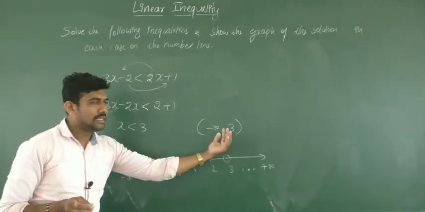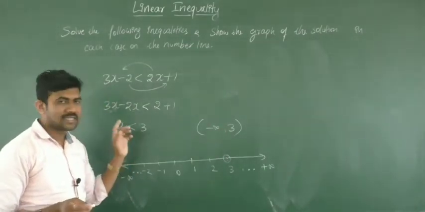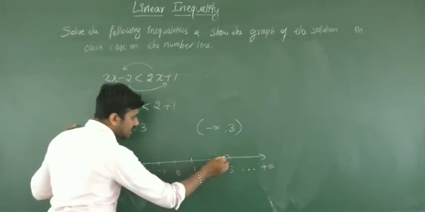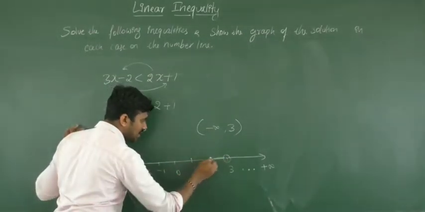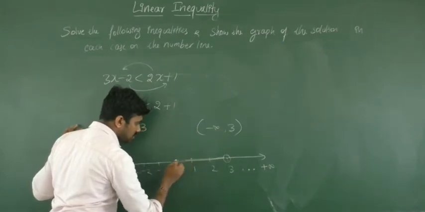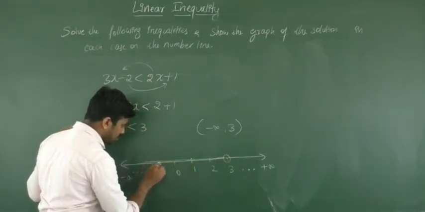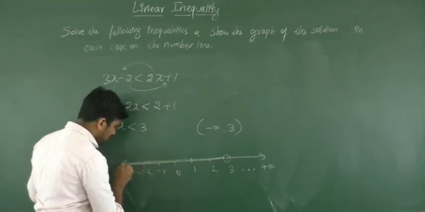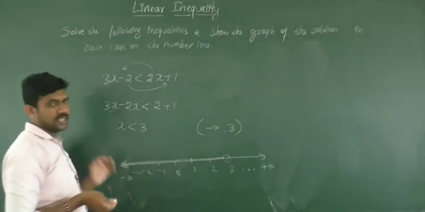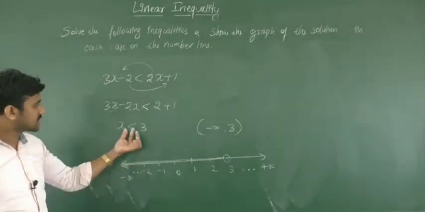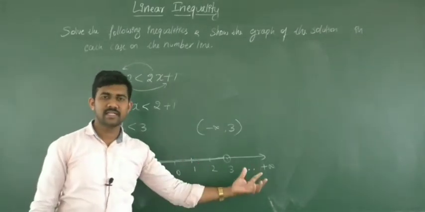Less than 3, x is less than 3. So on the left hand side you have to draw the thick line. Now, you have to draw the thick line on the left hand side of 3. Suppose here x is greater than 3, then on the right hand side you have to draw the thick line.